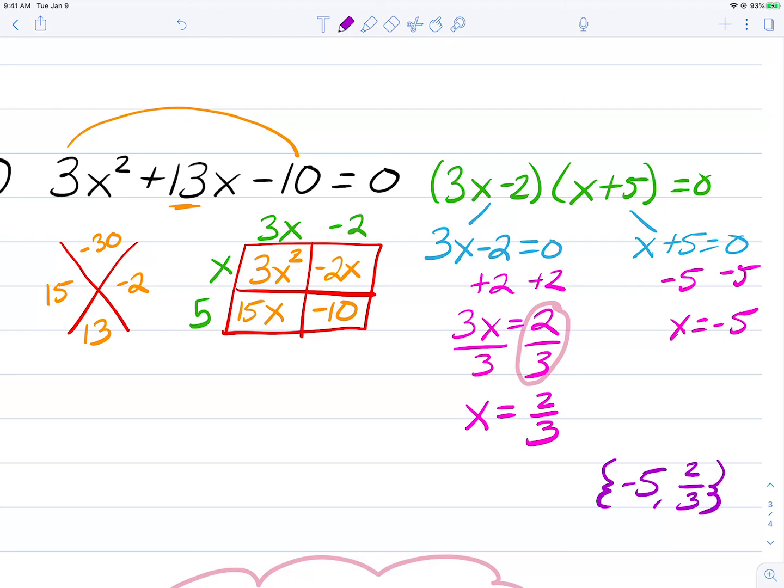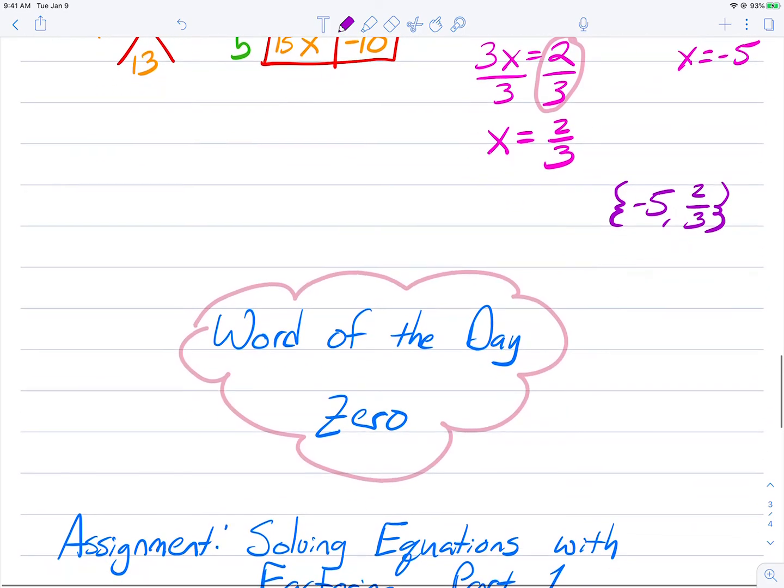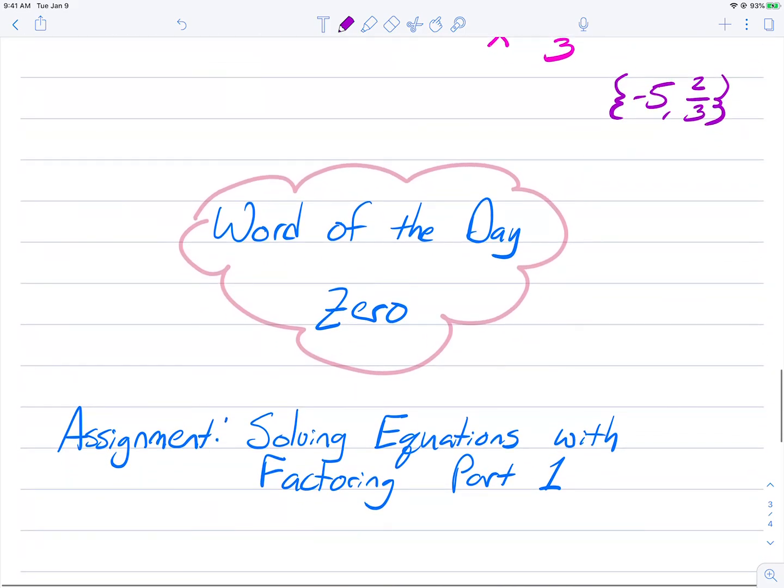So we are factoring, we are setting our two factors equal to 0, and we are solving them. So we're adding one extra step to all of our factoring work. Okay, so your word of the day is 0, because 0 is very special. If you have two things that multiply to 0, one of them has to be a 0.